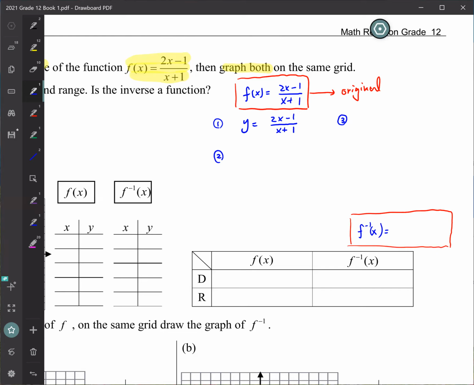Okay, Chris, what's your step 2? I switch the x's and the y's. Yeah, so what does it look like after that? X equals 2y minus 1 over y plus 1. Yeah. Once you switch that, the reason why this one is a little bit difficult is you have more than one y, right? Like before, you just have one y to isolate. Now you have 2 y's there.